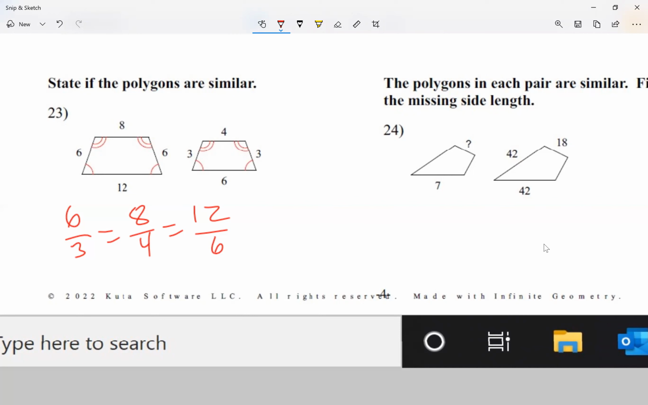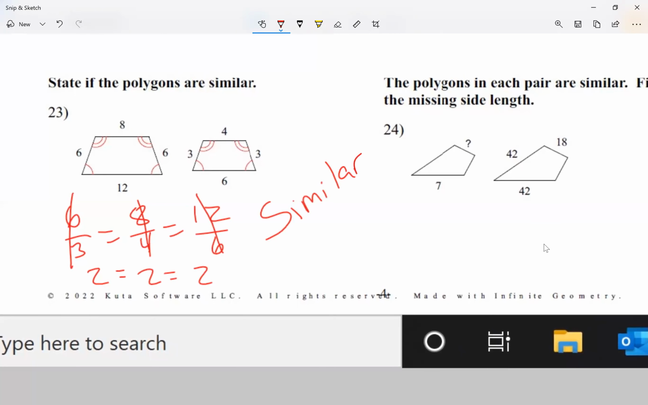Now, 6 over 3 simplifies to 2, right? 6 divided by 3 is 2. 8 divided by 4 is 2. 12 divided by 6 is 2. They all simplify to the same thing. My angles are the same. My sides are proportional. Therefore, I'm going to say this figure is similar.